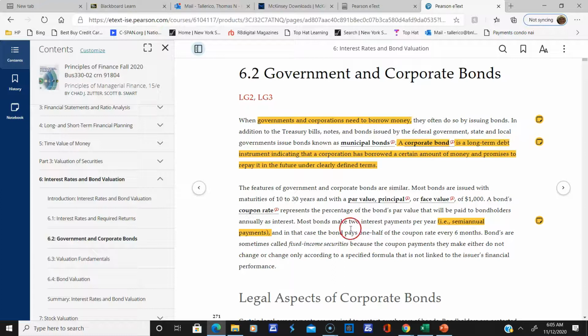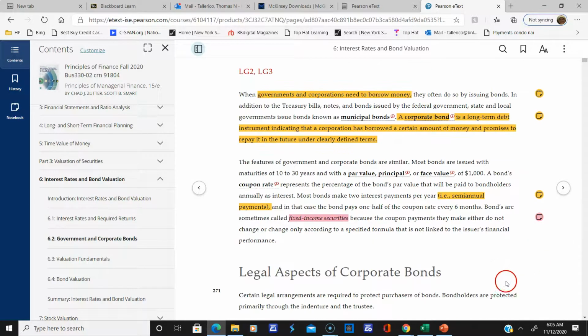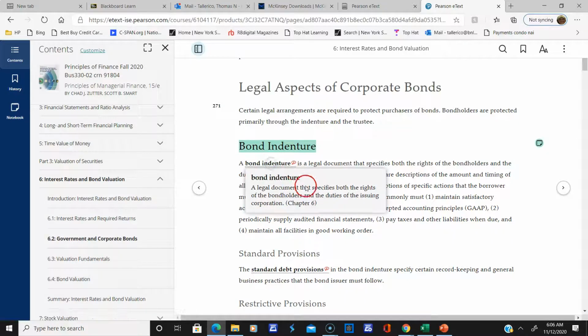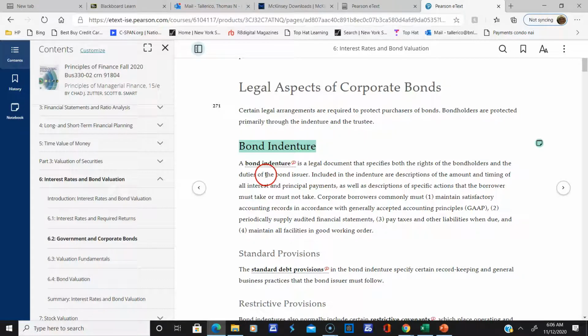All right. So another typical name for bonds is fixed income securities. It's called a fixed income security. All right. So the contract that you sign when you buy a bond is called the indenture. And they tell you all the rules of the bond. Okay. We'll make that blue, right? This is the rules. So let's click on this. A legal document that specifies both the rights of the bondholders and the duties of the issuing corporation. All right, so we got that. So that's important to know.